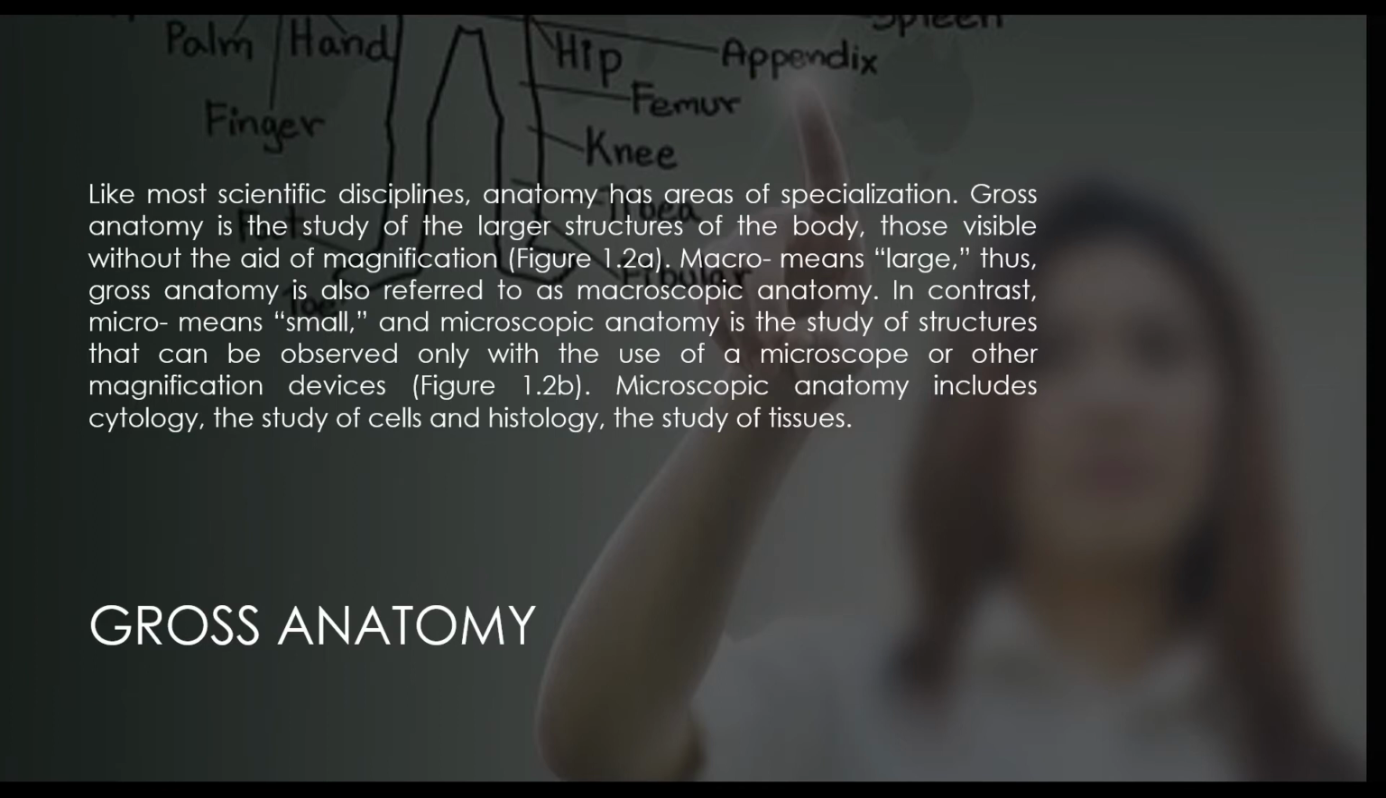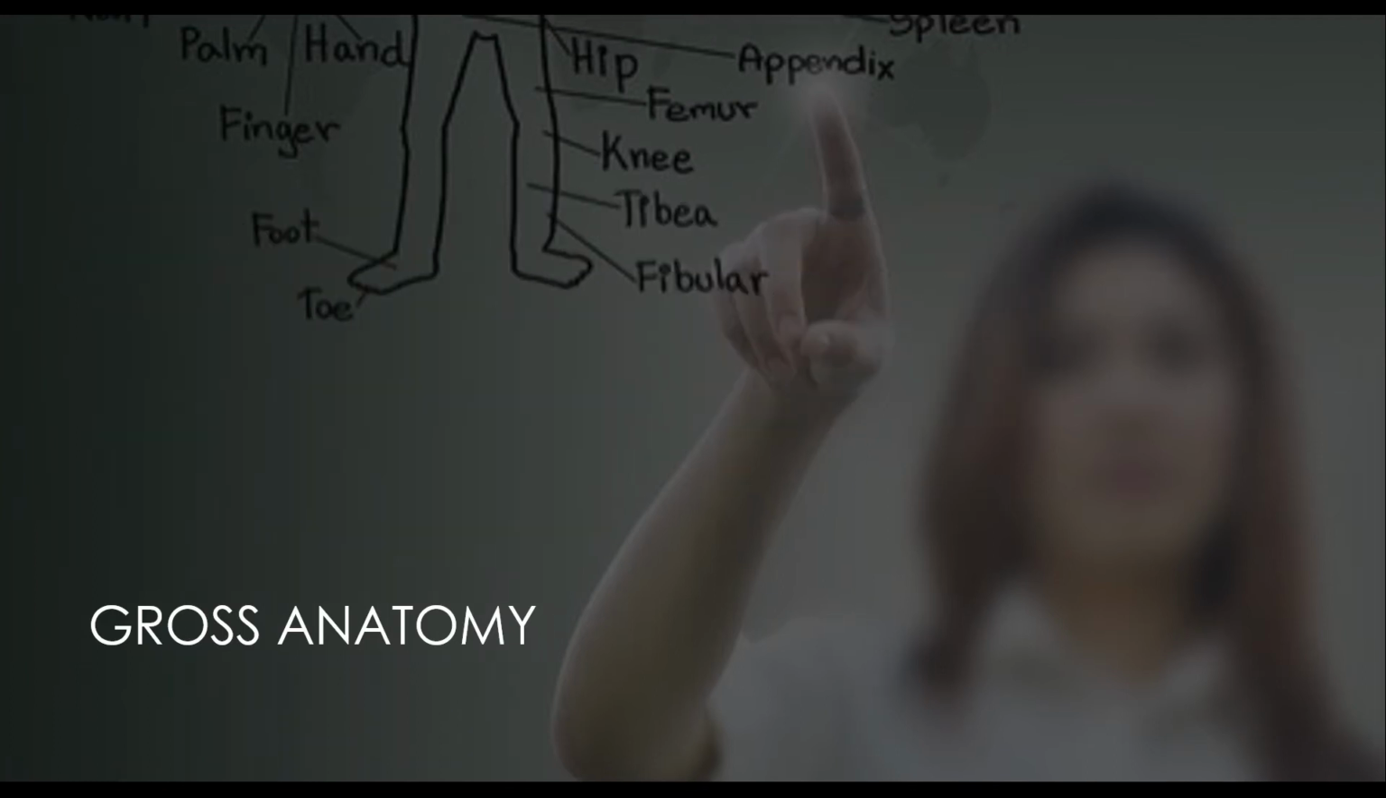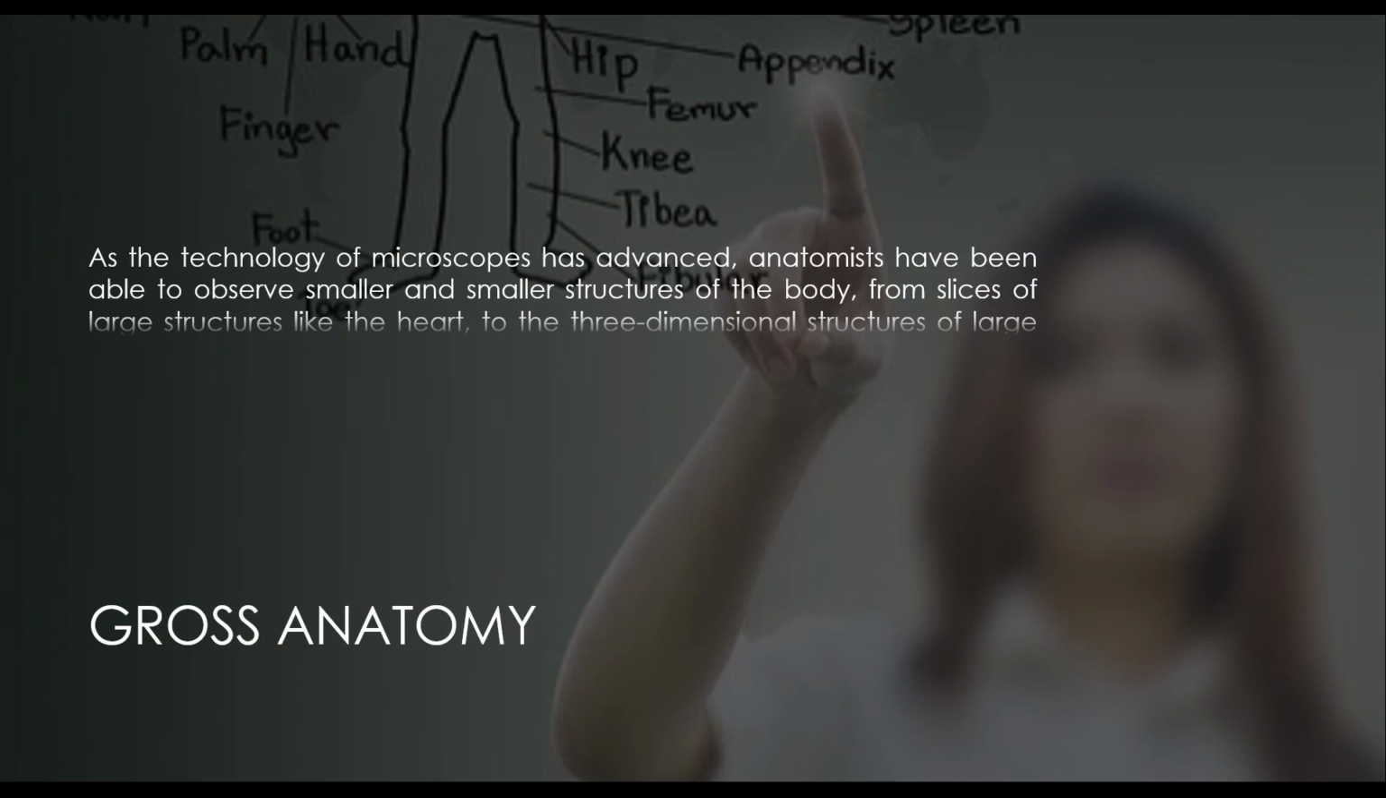Microscopic anatomy includes cytology, the study of cells, and histology, the study of tissues. As the technology of microscopes has advanced, anatomists have been able to observe smaller and smaller structures of the body, from slices of large structures like the heart, to the three-dimensional structures of large molecules in the body.